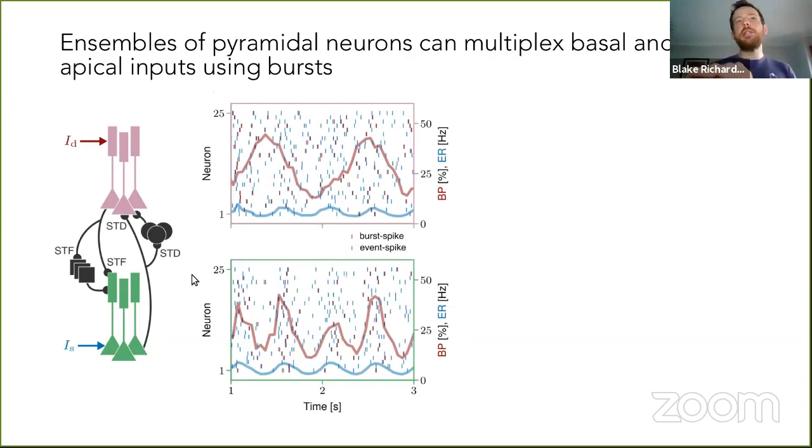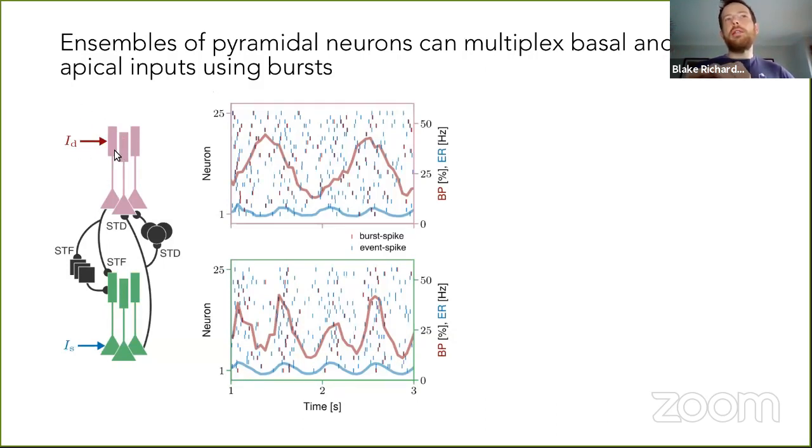And so the result is that when you wire two groups of neurons up together like this, and then you inject some current into the somatic regions of these neurons and the dendritic regions of these neurons, and you measure their burst probability and their event rates, what you see is that here we're injecting a sinusoid with a 2 hertz period to the perisomatic region of these cells. And you can see that encoded in their event rate. And notably, you also see that encoded in the event rate of these cells. So they have successfully communicated this signal up to this group of cells.